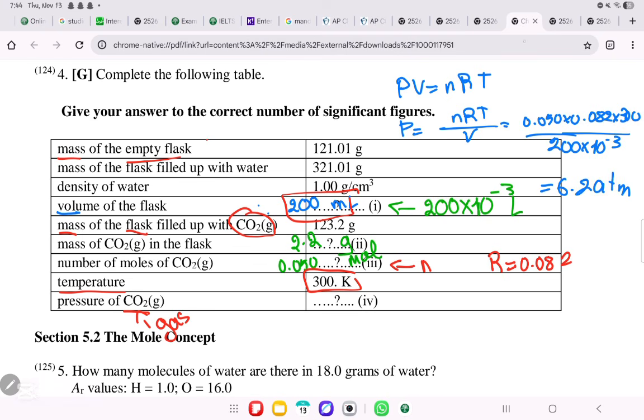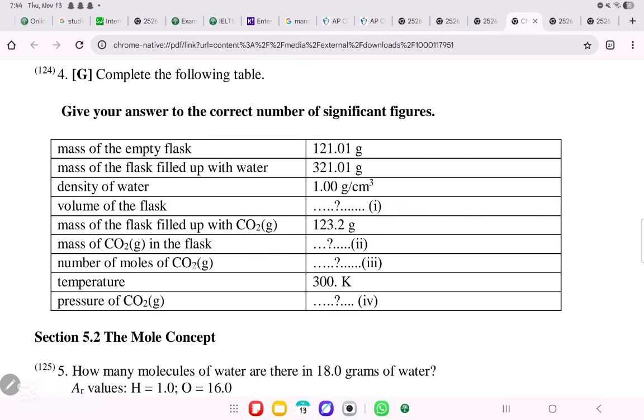Why did I say 6.2 atmospheres? Because my smallest number of significant figures is 2. Because look, here this is 3 significant figures. This is, I forgot to put the point. My bad. Don't forget to put the point. This is 3 significant figures as well. This is 2 significant figures. This is also 2 significant figures. So you take the smallest one, which is 2 significant figures, and you get your answer to be 6.2 atmospheres. We finished 5.1.